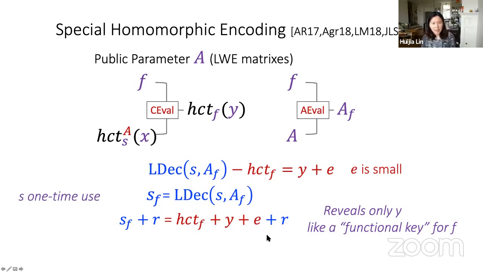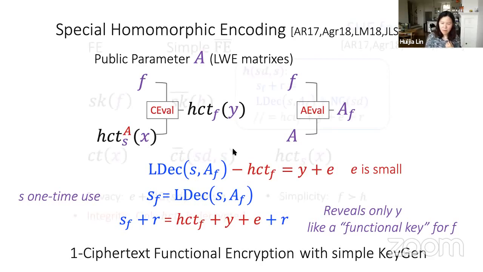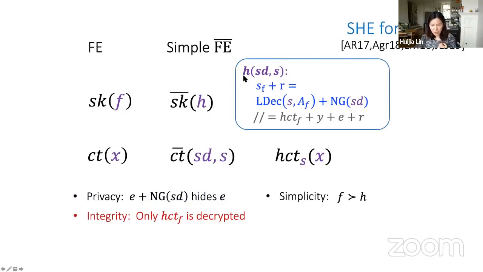A catch is that, in order to enable this kind of decryption equation, the public parameters, the LWE matrices A, are reused everywhere, and hence the secret key must be sampled freshly for each ciphertext. Putting these two together, an alternative view of this special homomorphic encoding is that it is actually one-ciphertext functional encryption with a very, very simple key generation. Okay. So with this, we now know what to give to the function H. This function H just needs to compute the linear decryption acting on the secret key and AF, which is public, plus the noise generator to produce the smudging noise R.